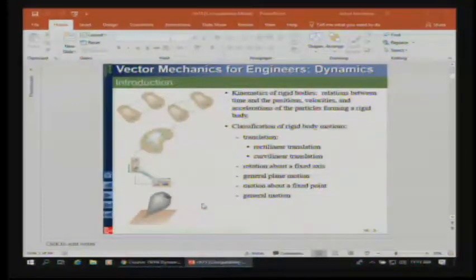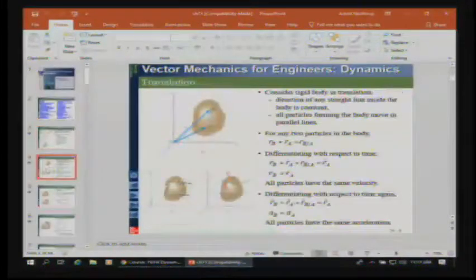So what we're going to talk about today is, I got to bring back my thumbnails. What we're going to talk about today is the idea of a translation with a rotation, and we're going to extend our conversation about kinematics, or in other words, position, velocity, and acceleration, to include both translational properties and rotational properties. So the first one, we start talking about a translation.